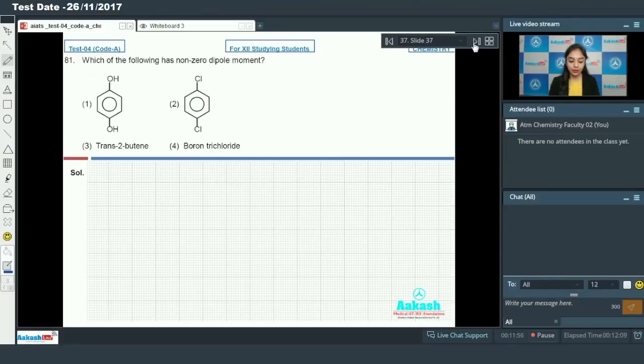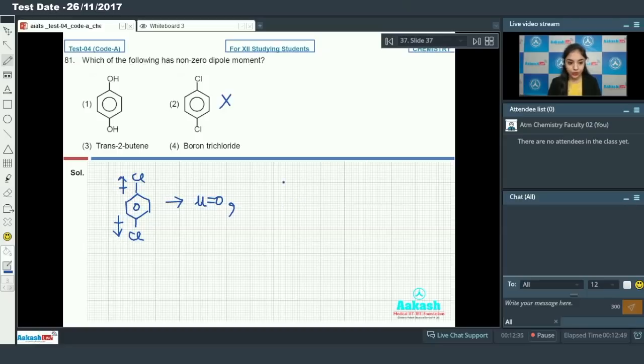Question number 81, which says: which of the following molecules has a non-zero dipole moment. If I talk about para-dichlorobenzene, the dipole moments exactly cancel each other out. So in this case, mu is equal to 0. This is not our answer.